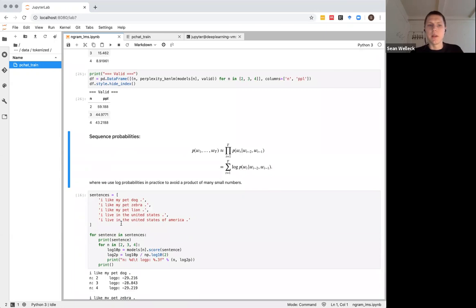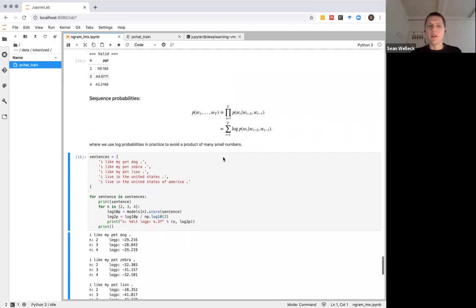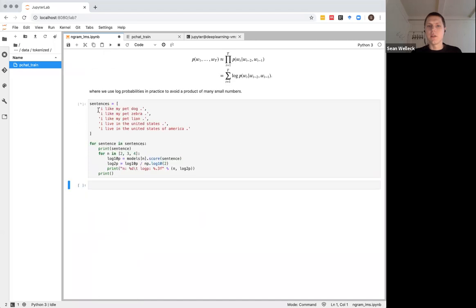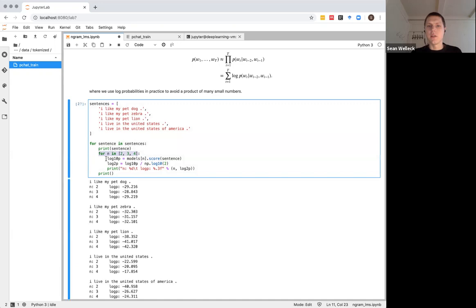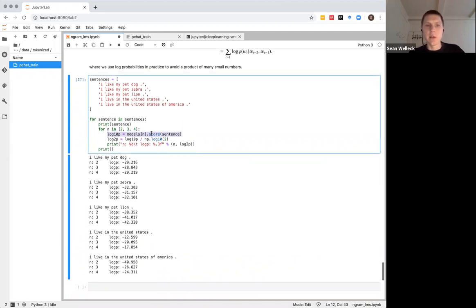Now, similar to what we did above with our bigram model, we can again find these sequence probabilities. Here we're going to use log probabilities and just sum over. This is just looping through these different sentences and, for each different model that we learned, computing the log probability. And it turns out that KenLM actually has a function called score, which computes it for us.